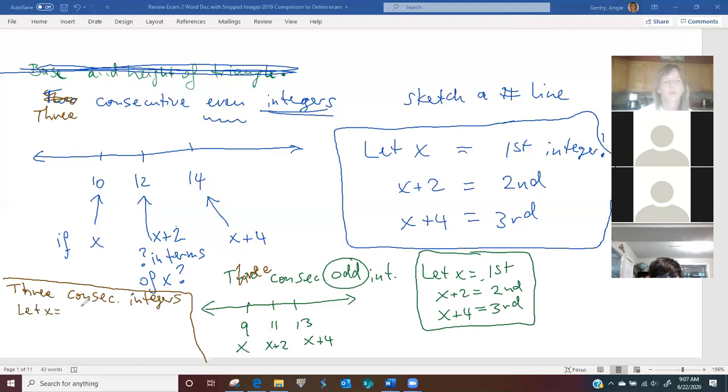Let x be, automatically, the first. And then you say, what else do I need? Second and third. And then you do your little sketch. I'm going to start at 15. What's next? 16. What's next? 17. And I'm going to let x be the first one. Now you tell me what these other ones are in terms of x. So x plus 1 and then x plus 2.